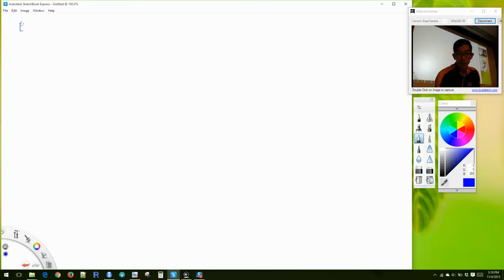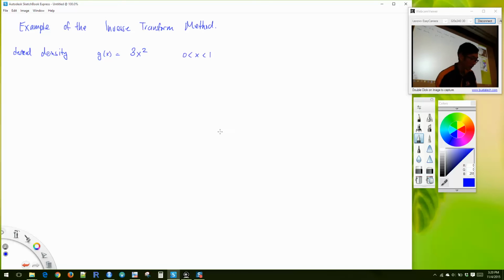So here's an example. We're going to start off with some density. Our desired density will be equal to 3x squared for x between 0 and 1. If we were to graph this, starting at 0, we get this parabola.